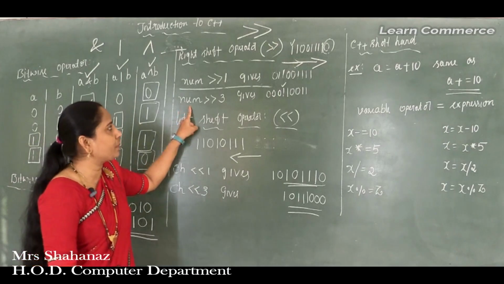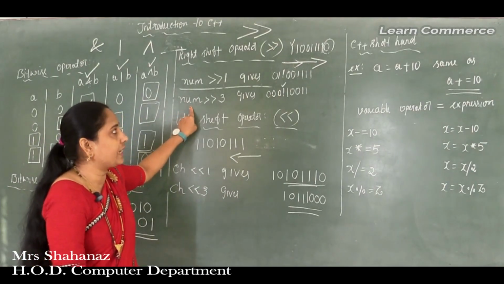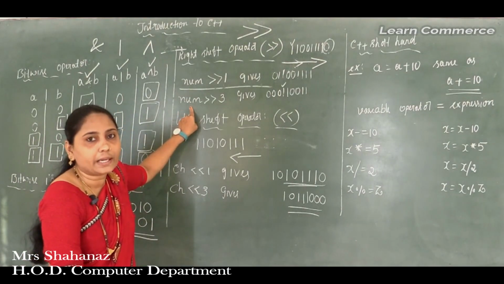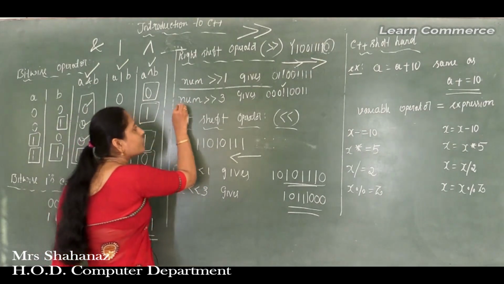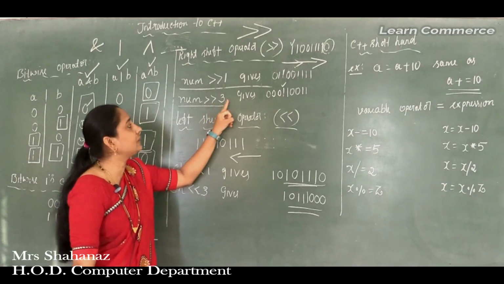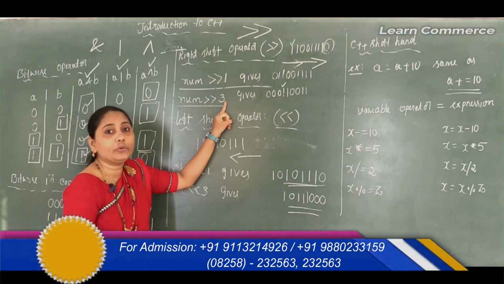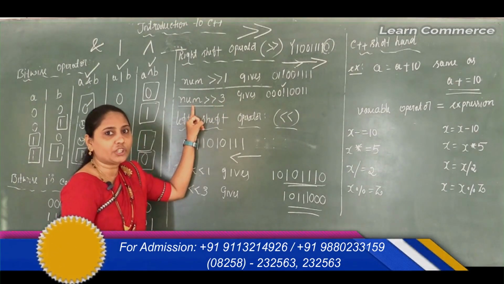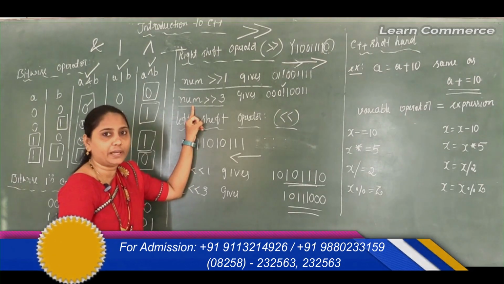Now maybe there is some confusion in our first example. It will be clear in our second example. So in this case, the question is num right shift operator 3. So how is it going to give the result in this case? The question is num right shift operator 3.